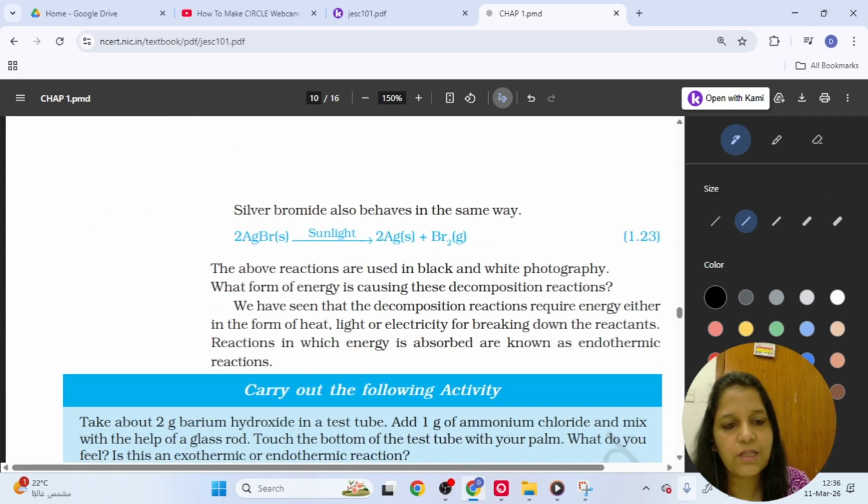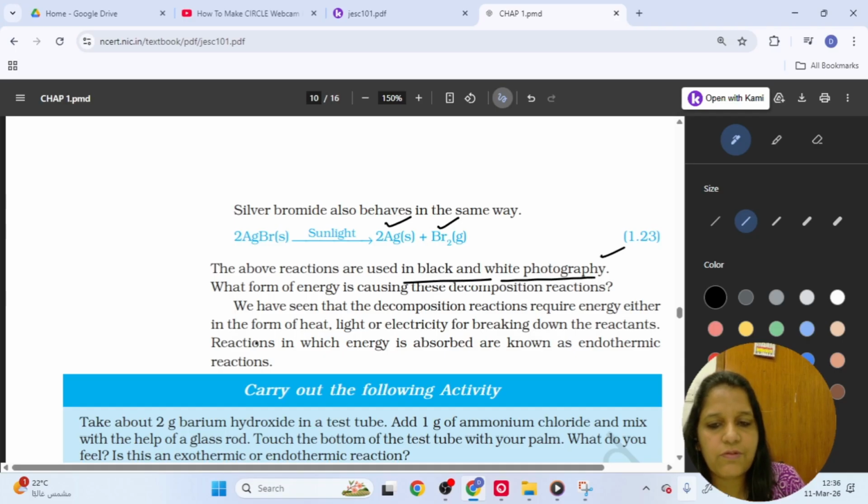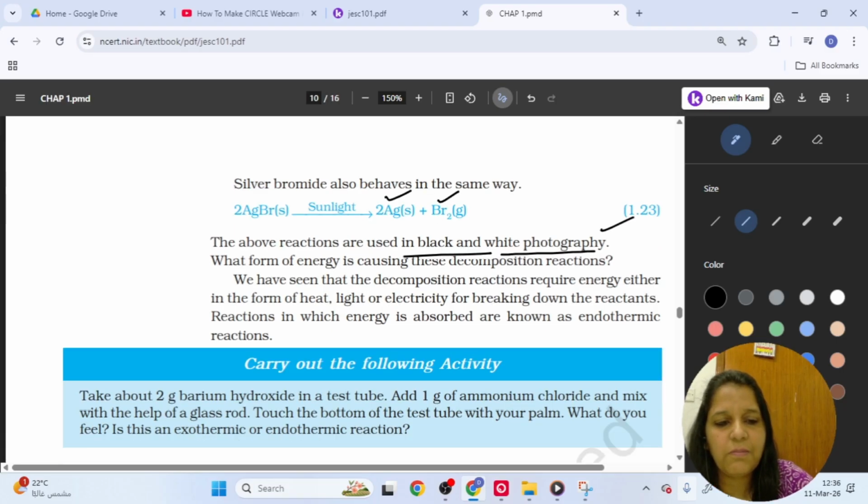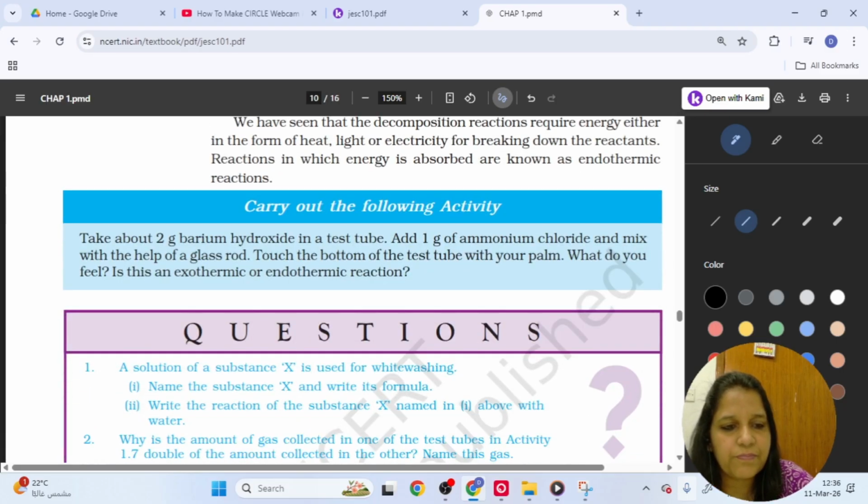ऐसे ही दूसरा reaction देखेंगे, 2AgBr, it gets broken down into silver and bromine in the presence of sunlight. And the important part of it is that these reactions are used in black and white photography, जो बहुत बार board exam में एक number में पूछ लेते हैं सब part.